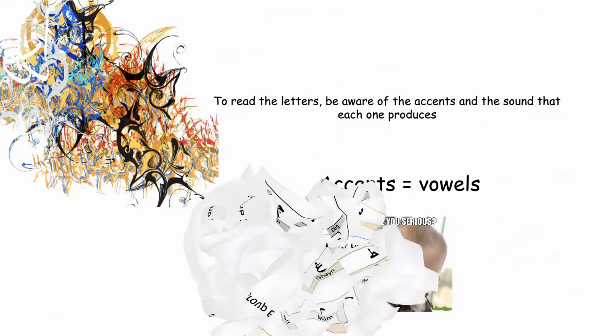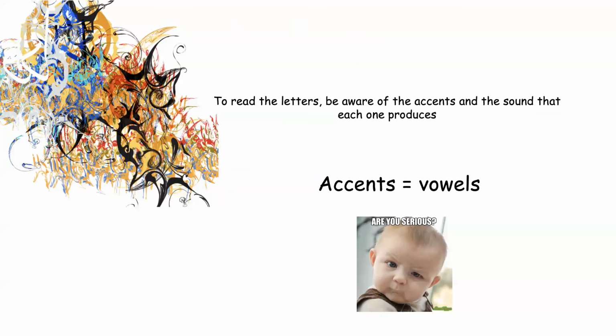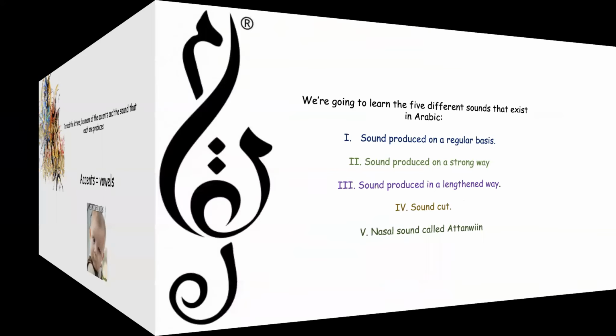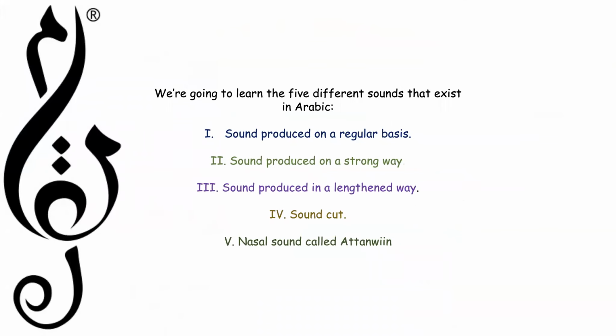5 things to keep in mind. Before we go through them, be aware of the accents and the sound that each one produces. Accents, by definition, are vowels. Are you serious? Yes. So the fifth thing starts first with when a sound is produced on a regular basis. Second, when a sound is produced in a strong way. Third, when a sound is produced in a lengthened way. Fourth, when a sound is cut. And fifth, when dealing with the nasal sound called التنوين.